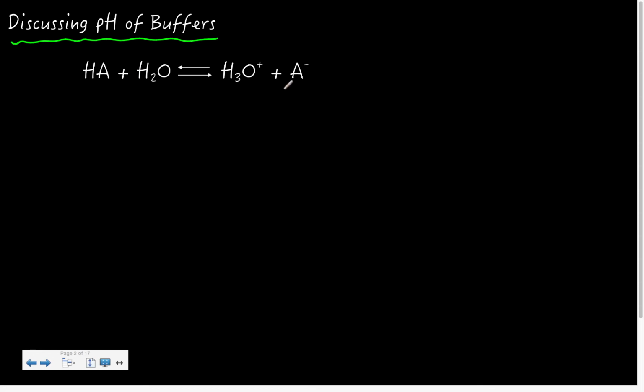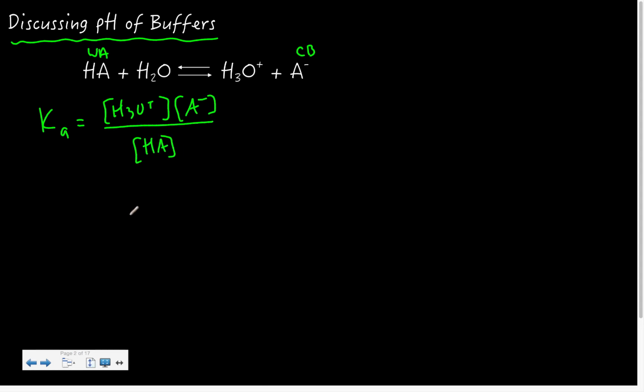All right. So let's talk about why that's the case, why those things make up our buffer systems. Here we have our general dissociation or hydrolysis reaction with water for a weak acid. We're going to call this our weak acid, HA, and this over here is its conjugate base, A minus. So let's talk about writing a K expression. This would be a Ka, and it's going to be hydronium ion times A minus ion over HA. That's my Ka expression.